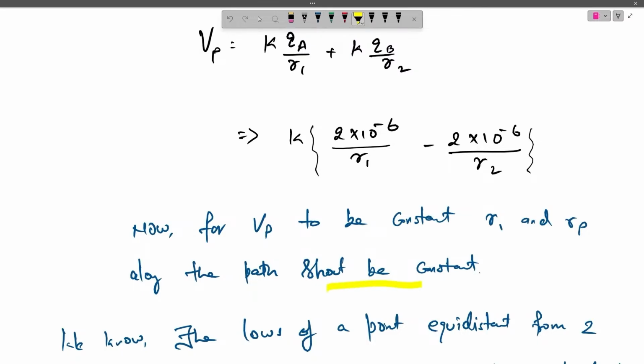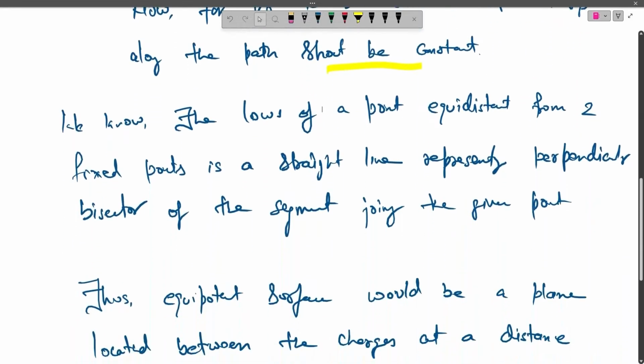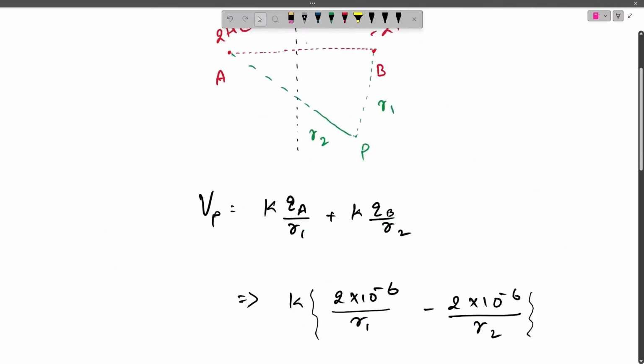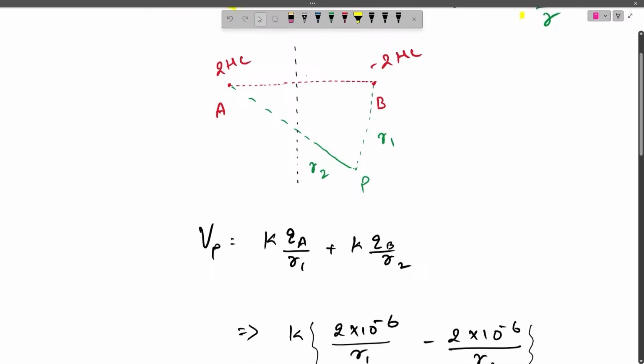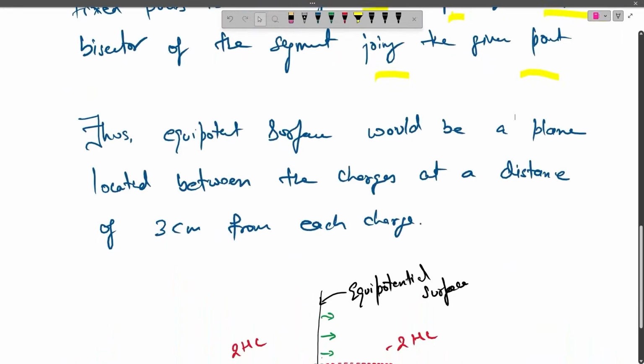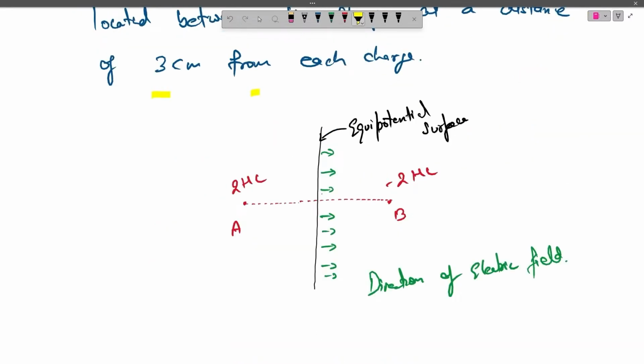Now we know that the locus of a point equidistant from two fixed points is always a straight line representing the perpendicular bisector of the segment joining the given points. That is, the locus of points that are equidistant from these 2 points should be this perpendicular bisector between these 2 points. Now the equipotential surface would be a plane located between the charges at a distance of 3 centimeter from each charge. The electric field at every point on the equipotential surface is directed perpendicular to the surface, pointing from the positive charge of 2 microcoulomb to the negative charge of minus 2 microcoulomb.